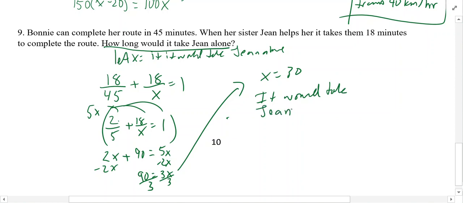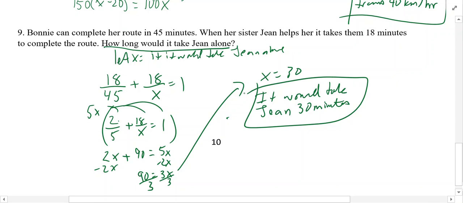So then it would say it would take Jean 30 minutes. All right, so you could just say it would take Jean 30 minutes to work alone. Or it would take Jean 30 minutes to complete her task.